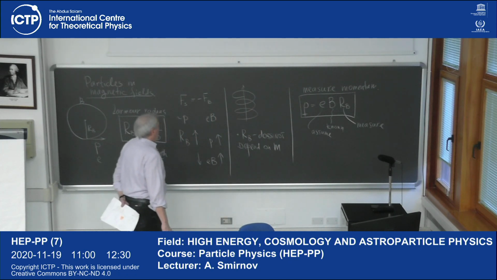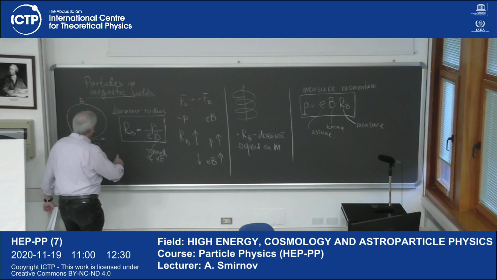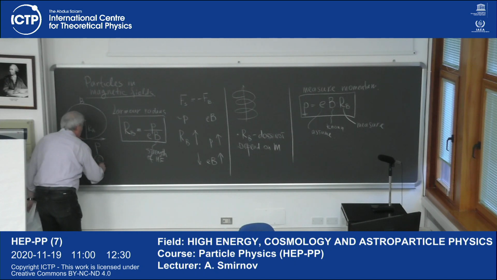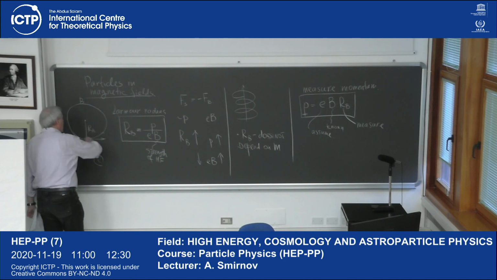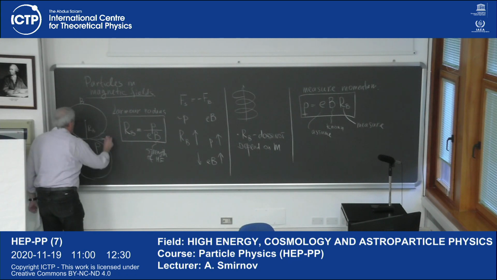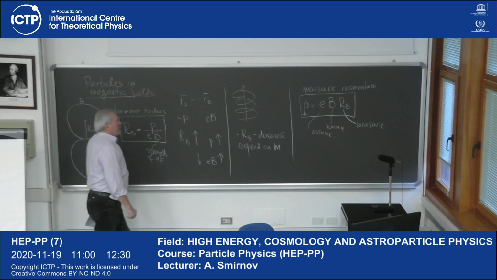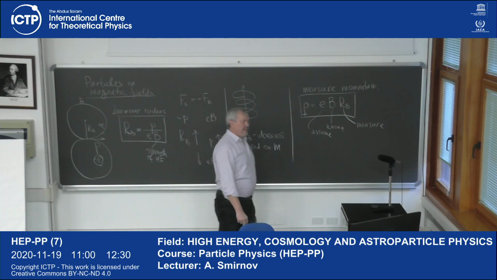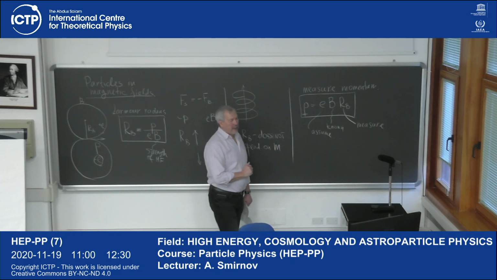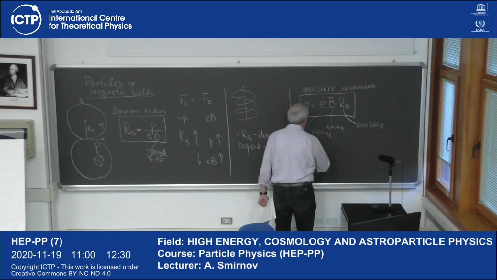Not only this, depending on the direction of the curvature, you can determine the sign of charge. So if you have positive charge and the particle moves along this trajectory, then for negative it will be like this. So this is plus e and this is minus e. So applying the magnetic field, you can measure momentum of the particle, and you can determine the sign of the charge.